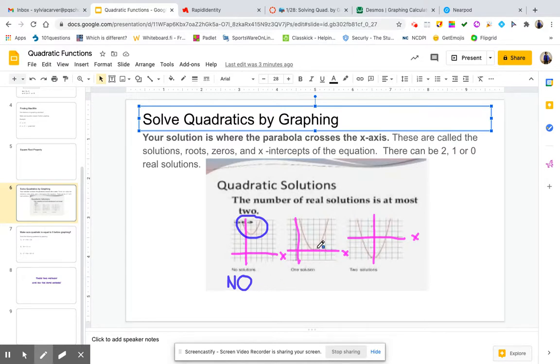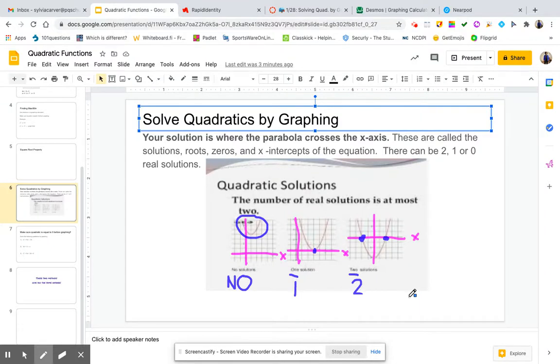The second one, I can see that it touches right here. It touches once. This is actually called a double root, which I'll talk about in a few days. So it only touches the x-axis once, which is why it says there's one solution there. And this last one here, here is my x-axis. I see that it touches once right here. And I see that it touches again. So that's why it says that there are two solutions. So we can have no solution, we can have one solution, or we can have two real solutions.